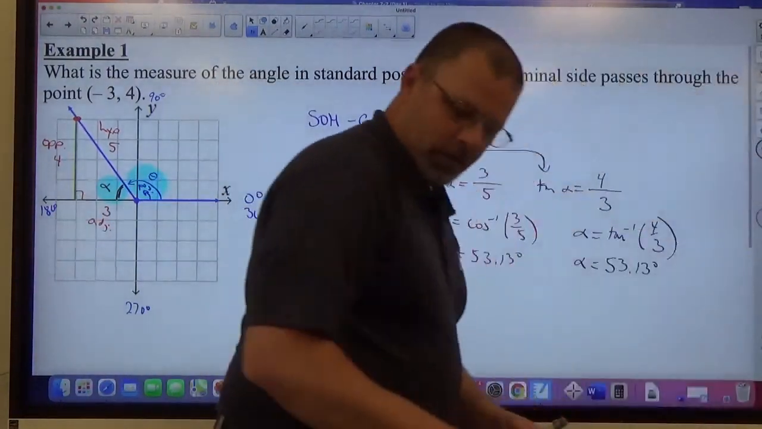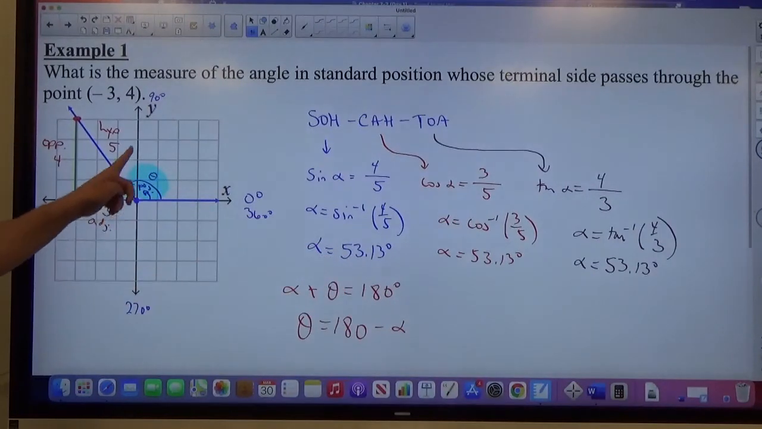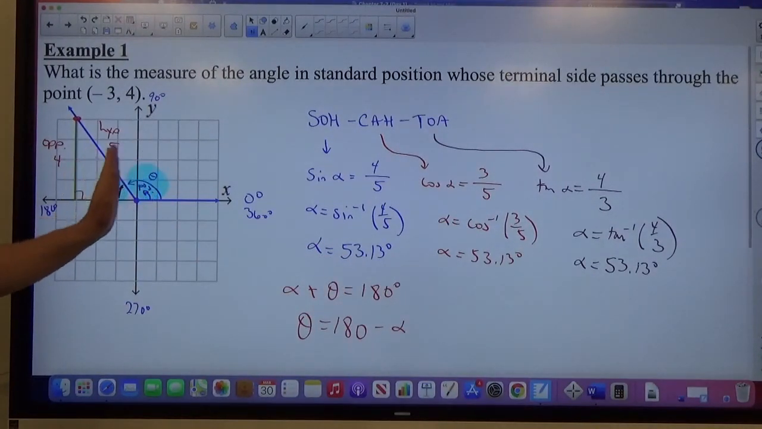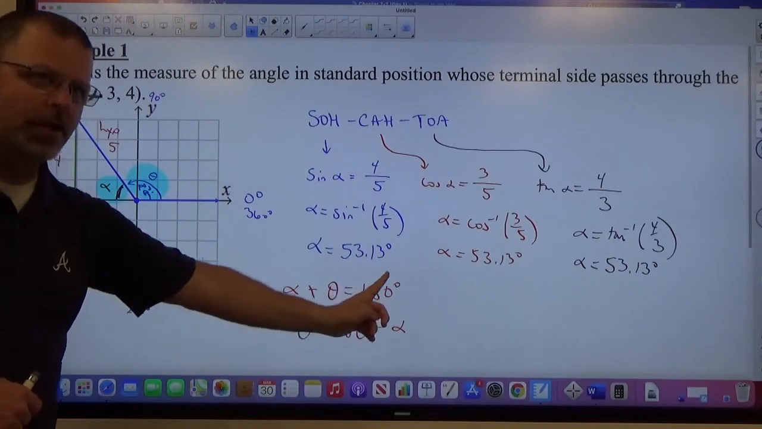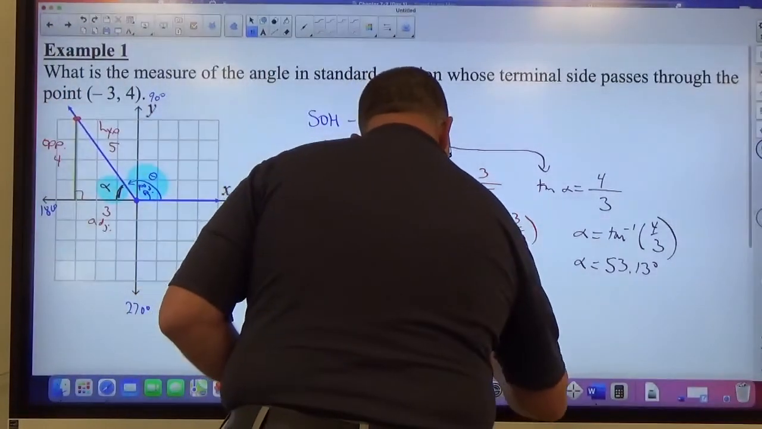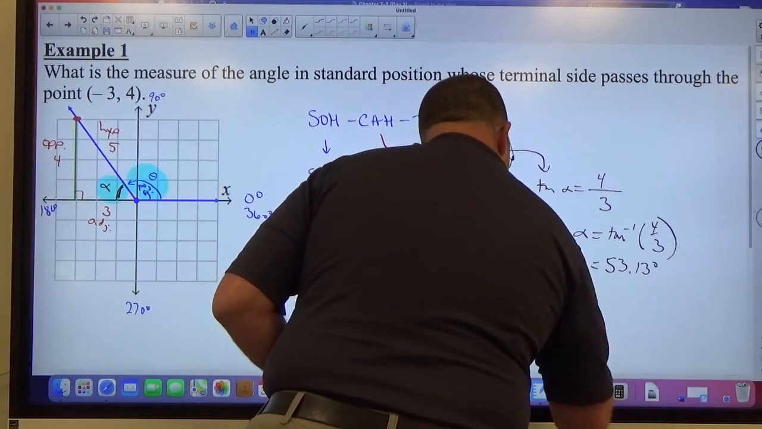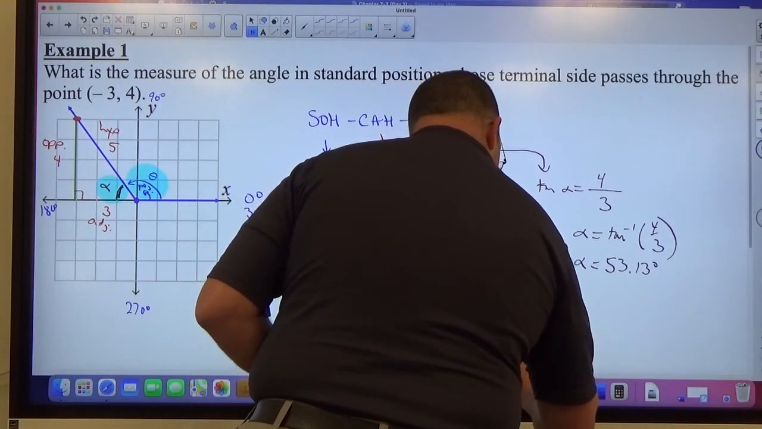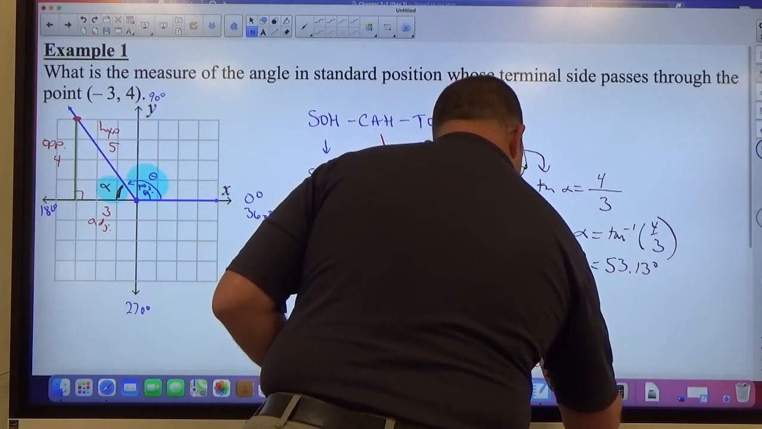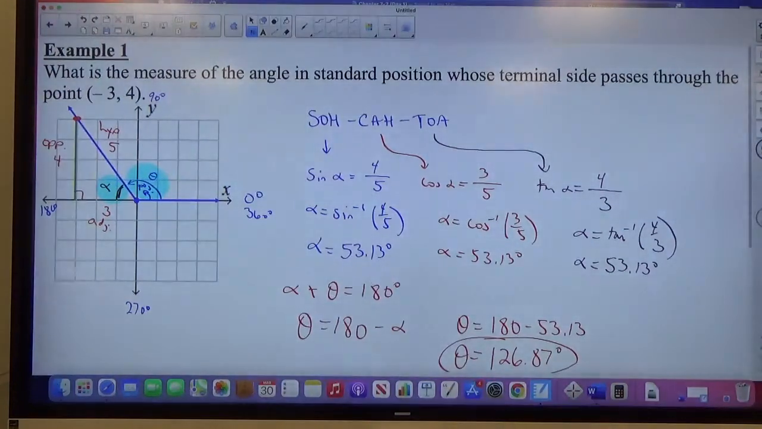So we figured out what alpha was. We're trying to find theta. Alpha plus theta is 180, so theta is 180 minus alpha. So theta equals 180 minus 53.13, so theta is equal to 126.87 degrees. And it is positive because we went in a positive direction.